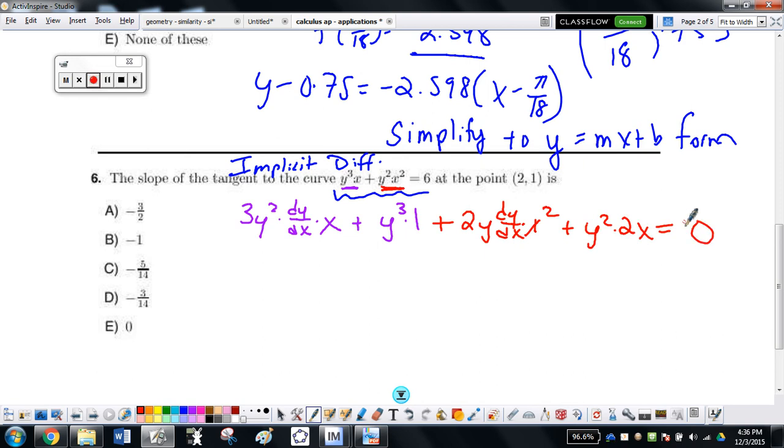So this one's kind of a tough one because you have 2 of these what's called mixed xy terms, right? Where x and y are multiplied together. Each of them requires a product rule. Each of them, when you take the derivative of the y part, you've got to tack on a dy dx in each case.